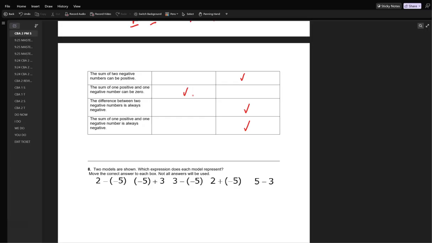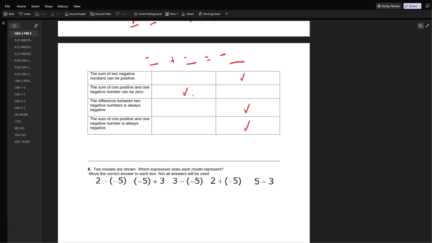Okay, the sum of two negative numbers can be positive. So can we come up with two numbers, right? Let's say some negative number here, okay, can be positive. Well, we know that when you add two values that have the same sign, the result's going to have that same sign. So yeah, that's not going to happen.